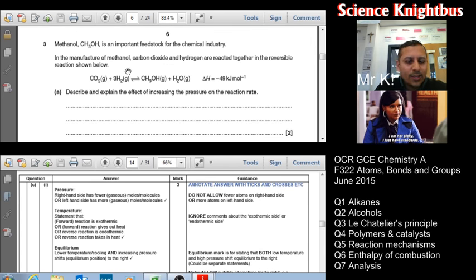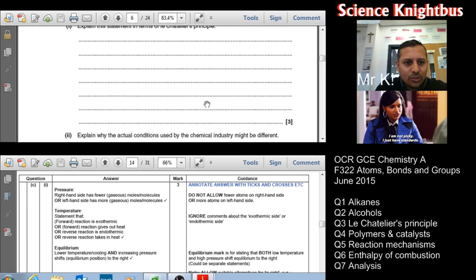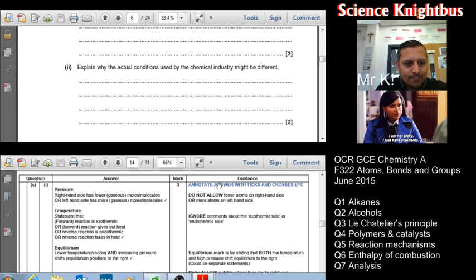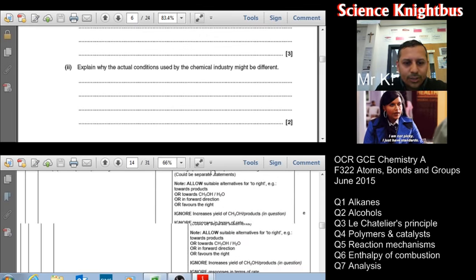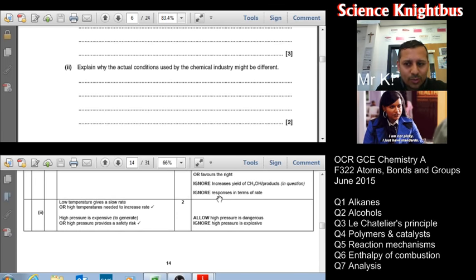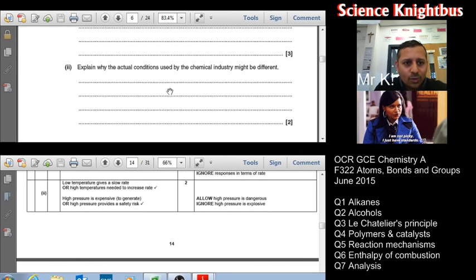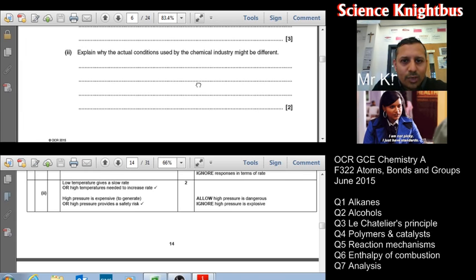Similarly with pressure, if you increase the pressure, the right hand side has fewer molecules on it. So again, you're going to have a shift to the right. Make sure you've got proficiency on that. You should be fine for 3 marks. 1 mark will be given for stating what happens at the temperature, 1 mark for the pressure, and then knit those both together to talk about the position of the equilibrium. Why are the actual conditions different?